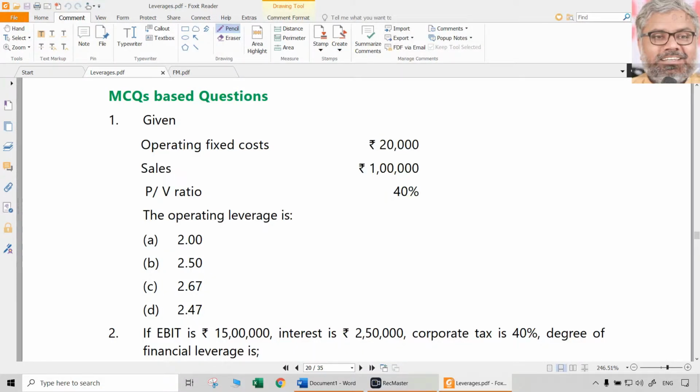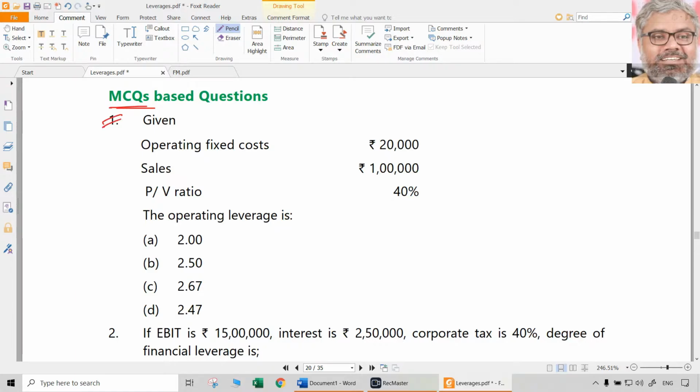Now let us move on to solving some of the questions given at the end of the chapter. Though MCQs will not be given particularly in the examination of financial management, they can be useful for testing our knowledge and practice, also understanding the conceptual aspects of the chapter. So let us quickly go through them also.